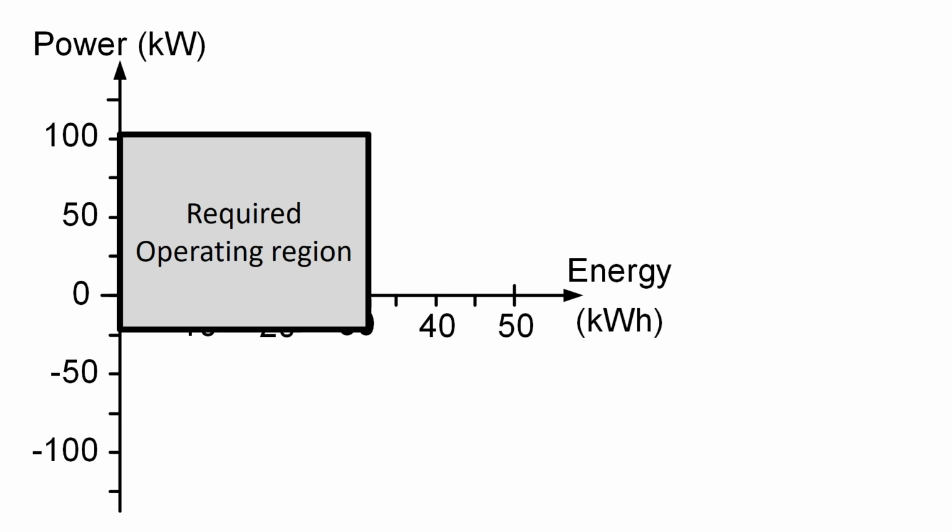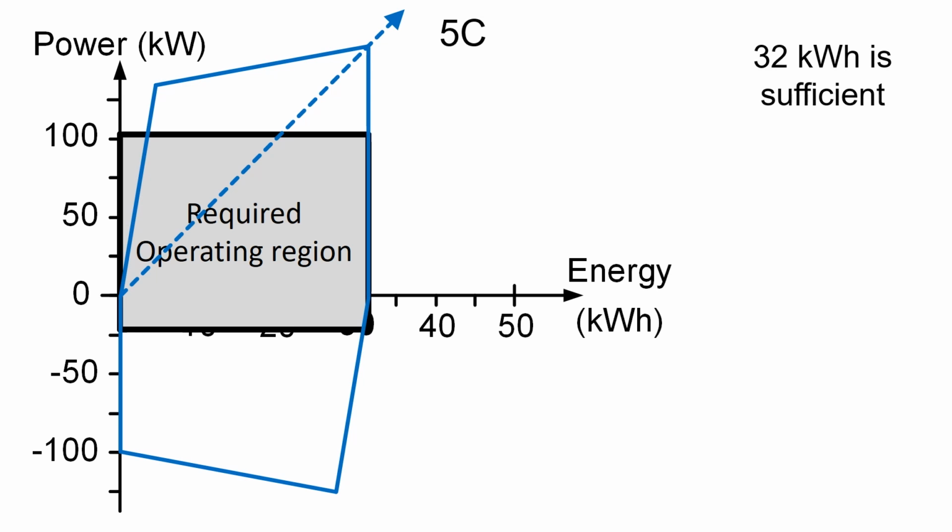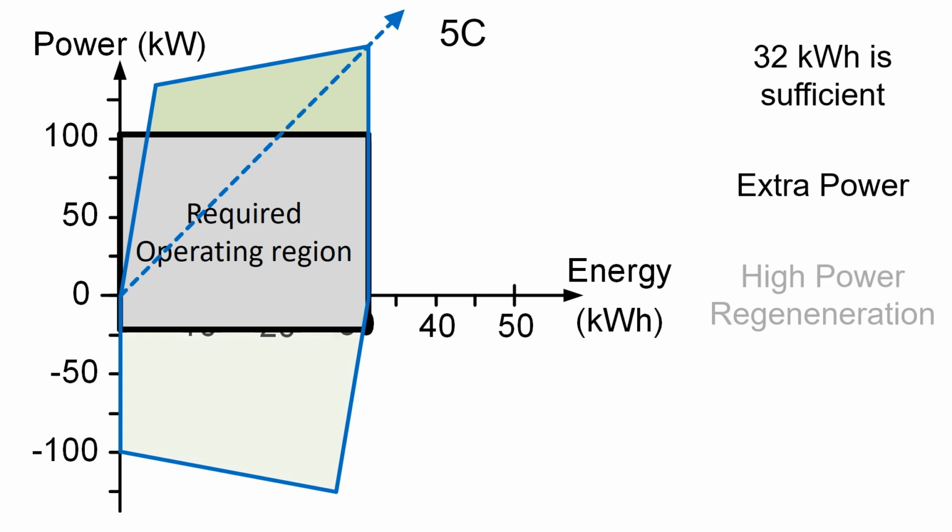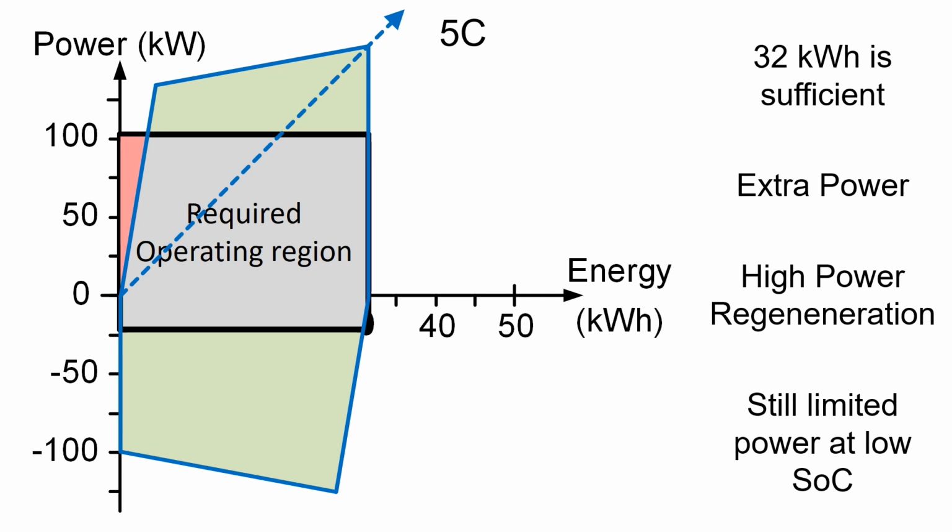Since power is the limiting factor, we might like to investigate the required size of a power-optimized battery. This battery type has a maximum current of 5C. So if we select a battery of just 32 kWh, we get this possible operating region, which shows that a 32 kWh battery is sufficient. This battery will be able to supply a much higher power than required. It is also capable of high power regenerative braking. But just like for the energy battery, it also has a limited power at low state of charge.